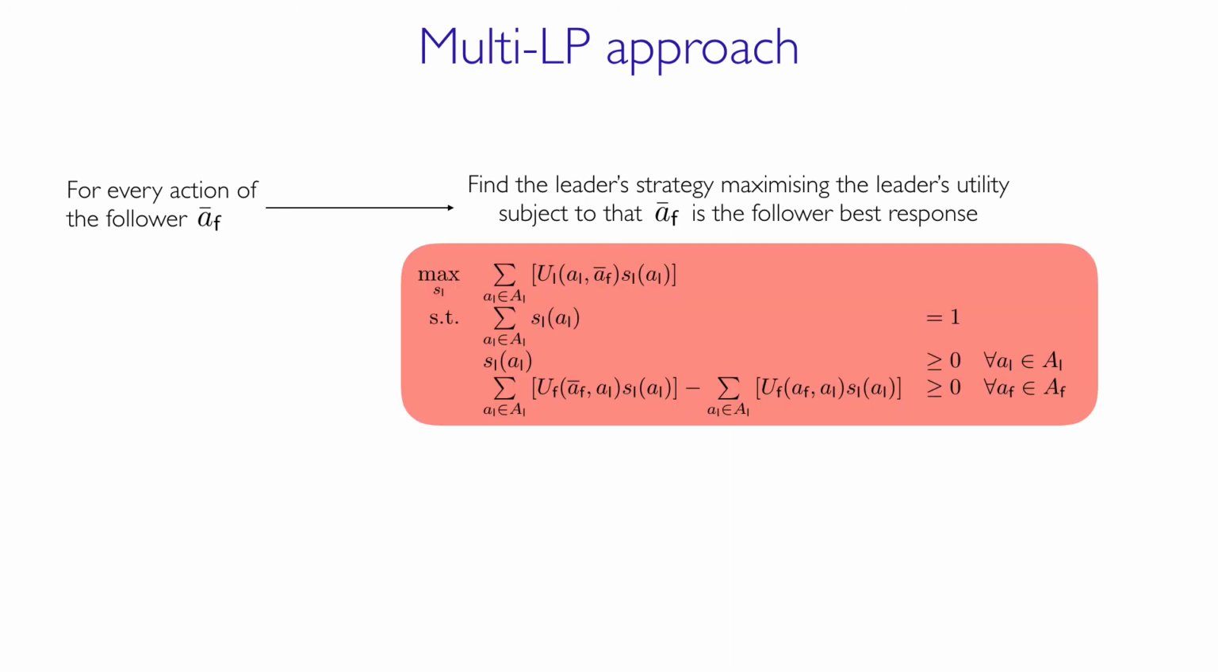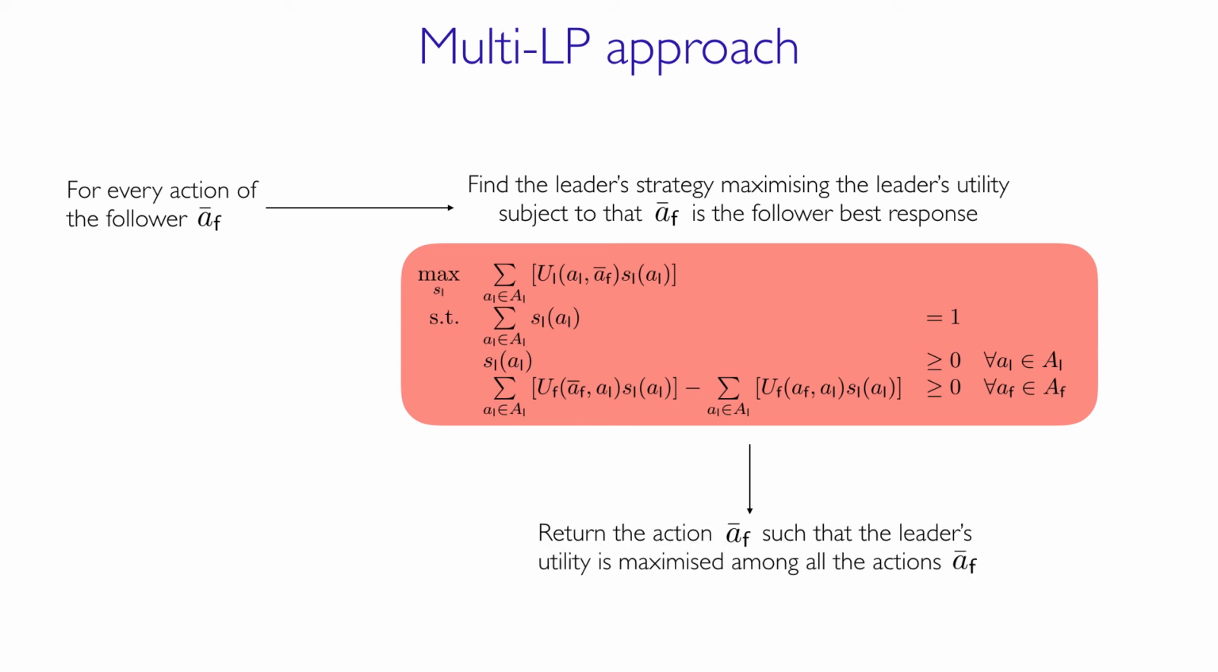This can be done by means of a linear program. The objective function is the expected utility of the leader when the follower action is fixed. The constraints are that the leader strategy is well defined and the given action of the follower is a best response. Then, we return the action of the follower such that the expected utility of the leader is maximized among all the follower's actions.